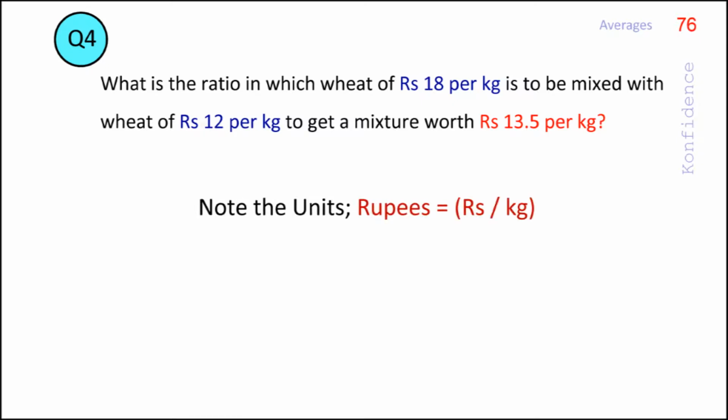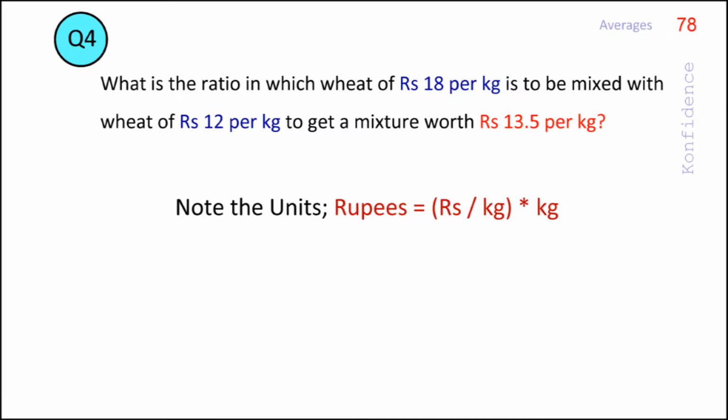Rupees is rupees per kilogram multiplied by kilogram, which means rate multiplied by weight will give us the amount or the total money spent to make a part of the mixture. This is what we do in our daily life. We ask for the rate and then take the weight or quantity that we want and make the payment which corresponds to rate multiplied by weight. Adding up all such parts will give us the total cost that goes into making the mixture.